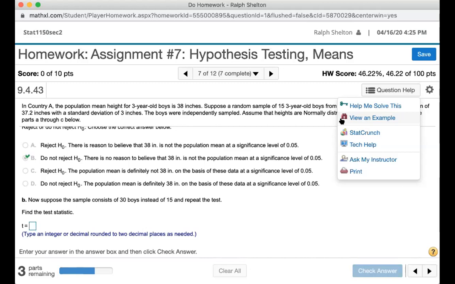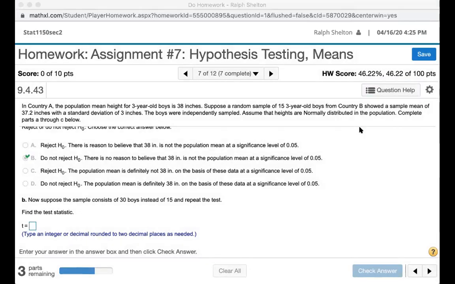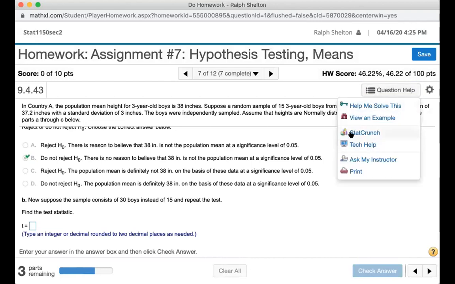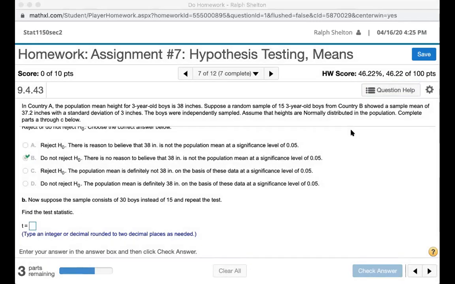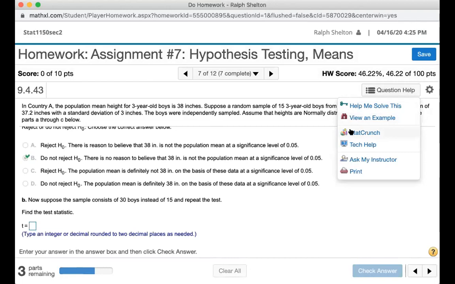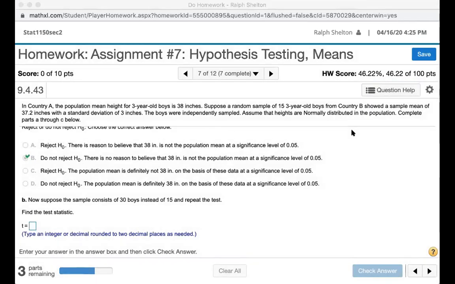Okay, and we're just redoing the test. So we'll go into StatCrunch. An error has occurred. Let's do it again. Let's go into StatCrunch. Error has occurred. Third time's the charm. Okay.